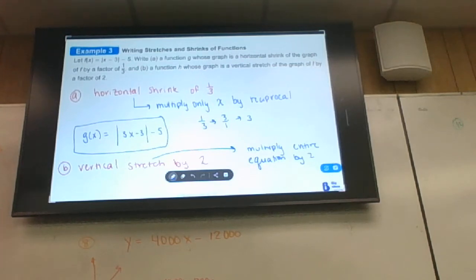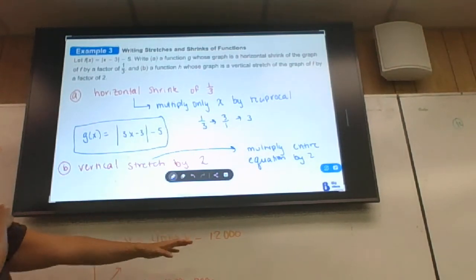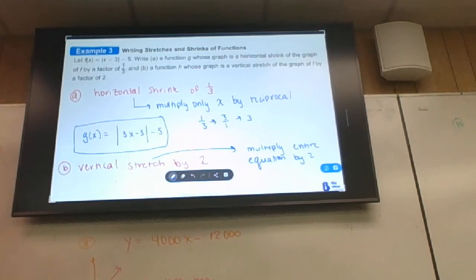Right, a vertical stretch means everything's pulled up, pulled up by 2. So we're going to multiply this whole thing by 2, because equations are y equals, and we want all of the y's to be multiplied by 2, so we do the whole thing.